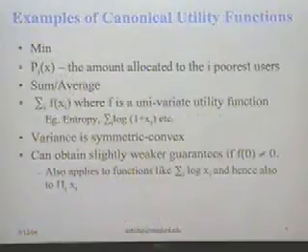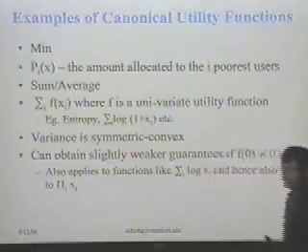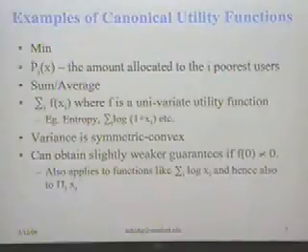So here are some more examples of canonical utility functions. Min is a canonical utility function. Pi of x, which is the amount allocated to the i poorest users, is a canonical utility function. Sum and average are canonical utilities. If f is any univariate utility function, which is 0 at 0 and non-decreasing, then the sum over all i of f of xi is a canonical utility function. So entropy, the sum over i of log of 1 plus xi, etc.